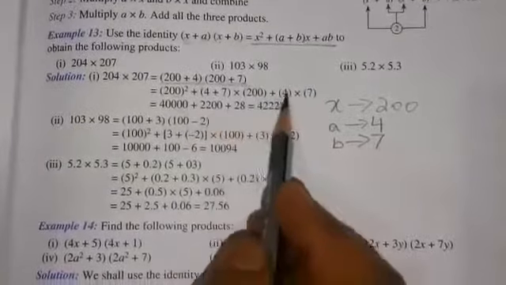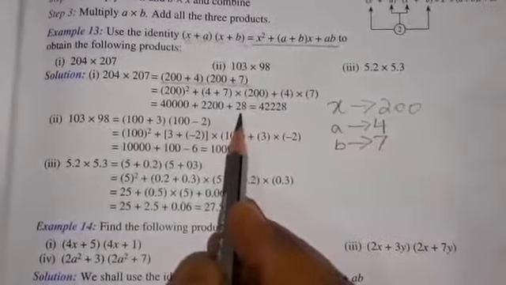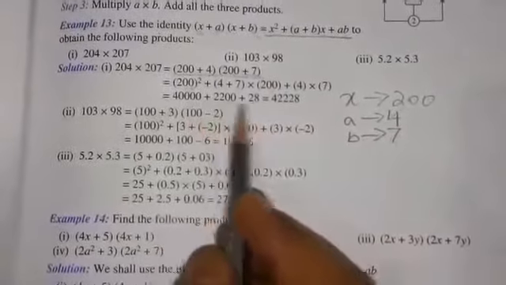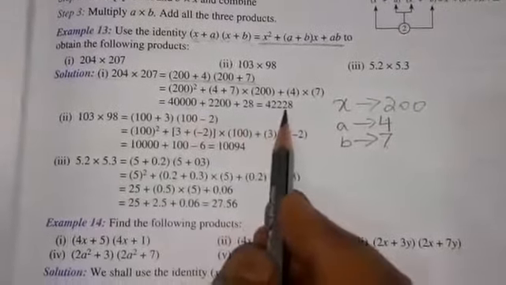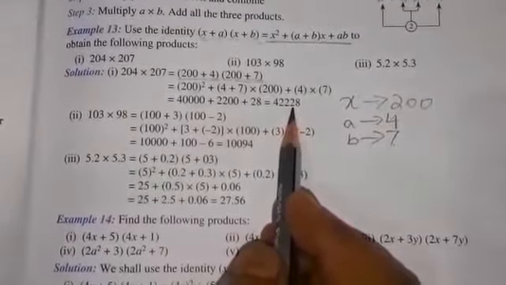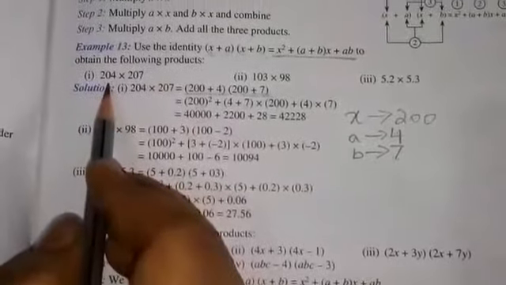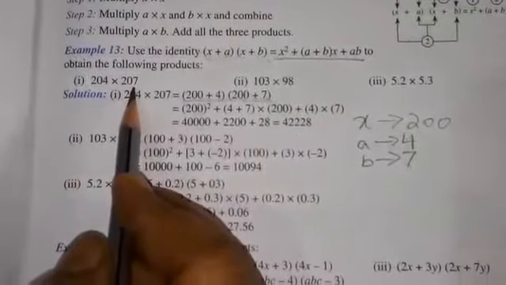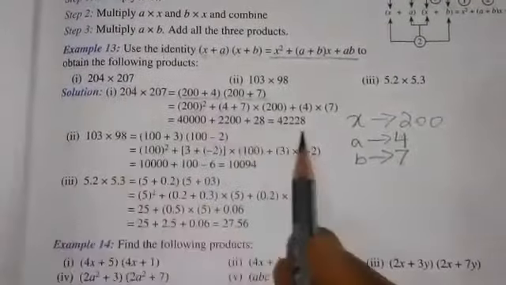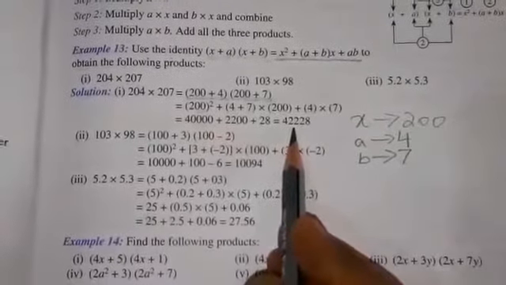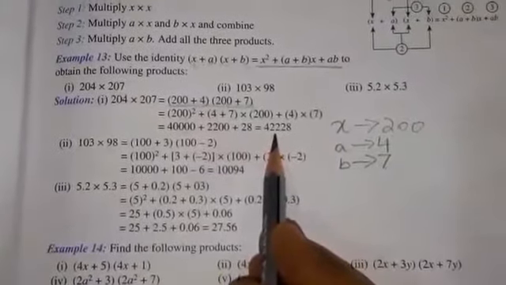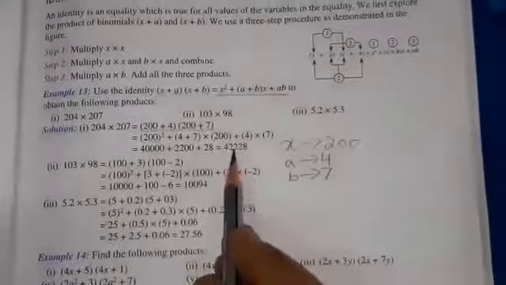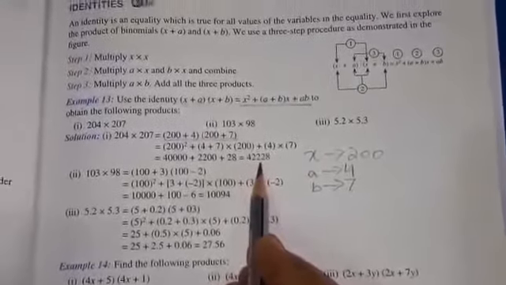Plus 4 sevens are 28. Now find the sum of these numbers, and that works out to 42,228. So 204 into 207, this product is 42,228. You will get the same thing even when you do the regular multiplication. This is how we find the product using the identity.